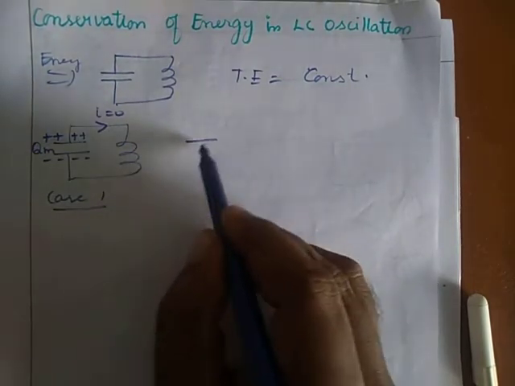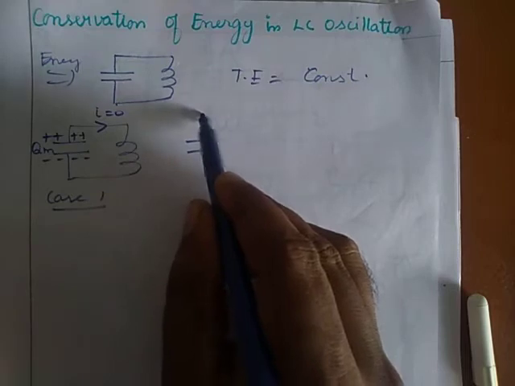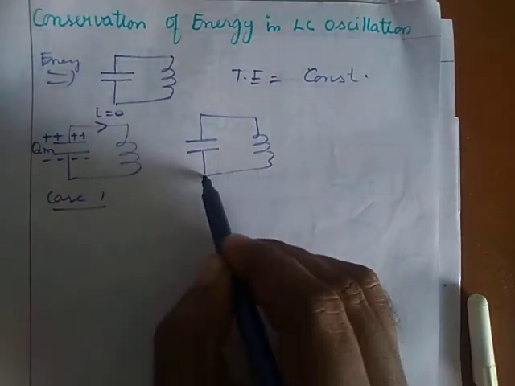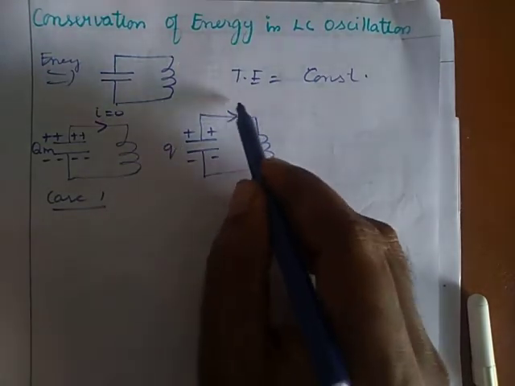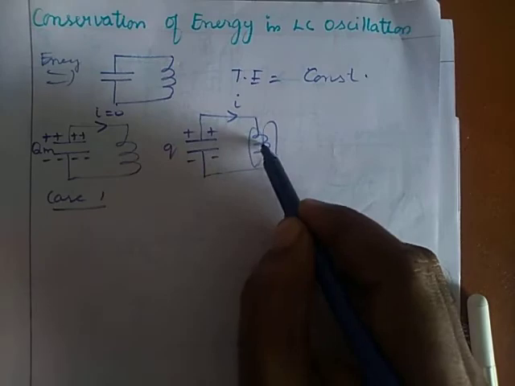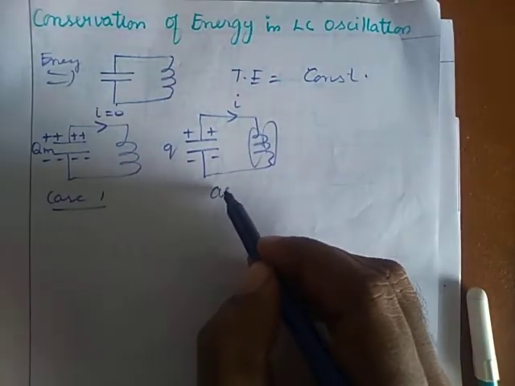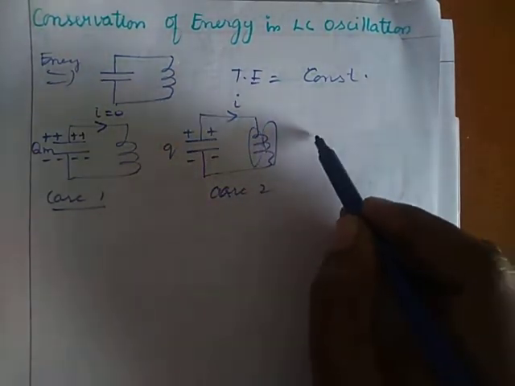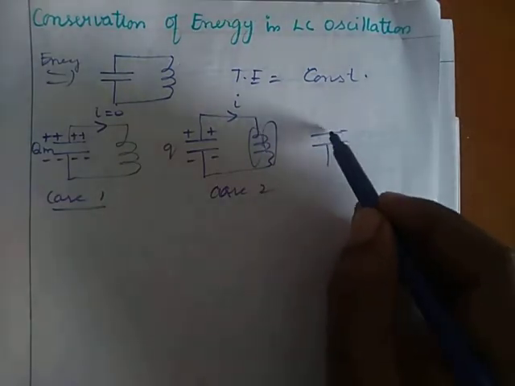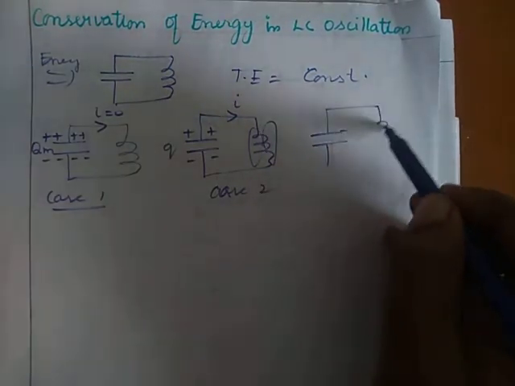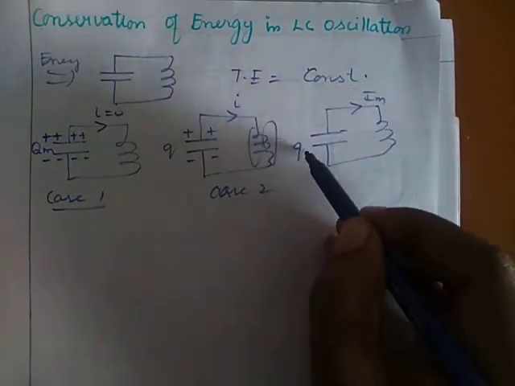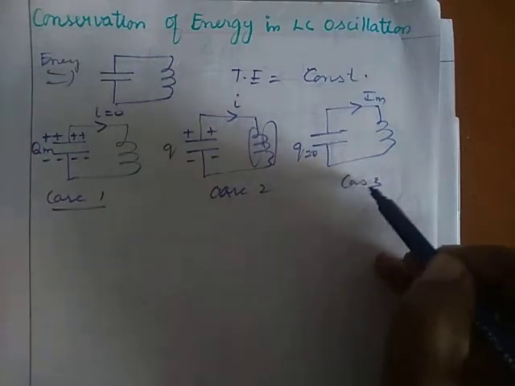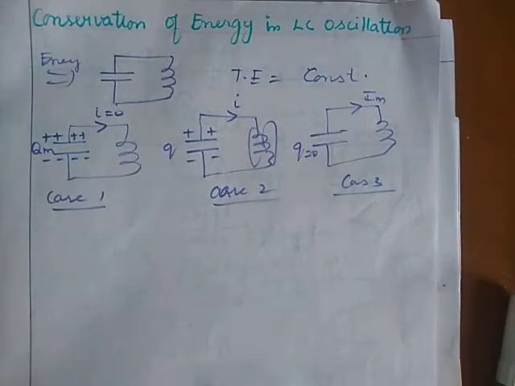In case 2, the capacitor is partially charged. That means it starts to discharge. In that case, the capacitor has the charge Q, and the current flowing in the inductor will be I. It produces a magnetic field. This is case 2. In the third case, the capacitor is fully discharged. In that case, the current flowing in the circuit will be maximum, and the charge on the capacitor will be 0. This is case 3. For these three conditions, let me see what the total energy is at that instant.